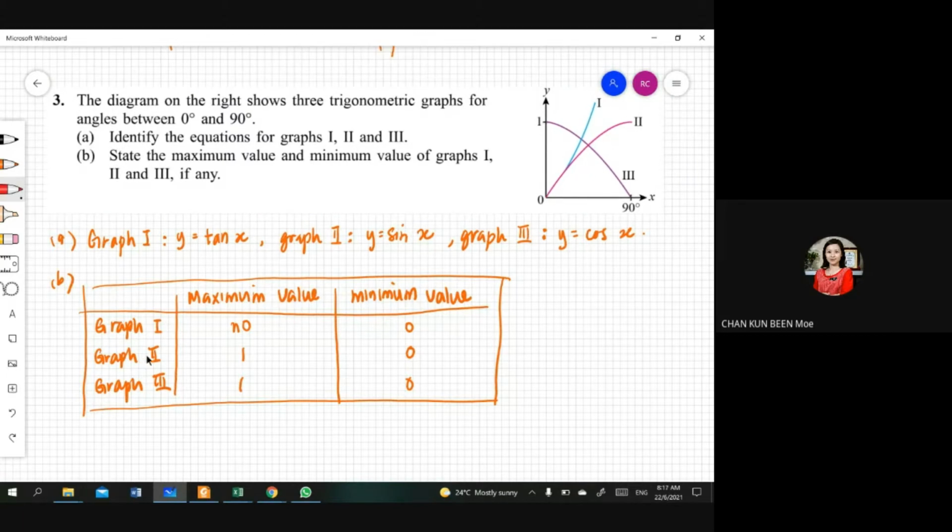Okay, then graph 2. Graph 2 is the sine graph here. The maximum value is 1, you refer to this, the highest peak of the graph. And then the minimum value is 0.